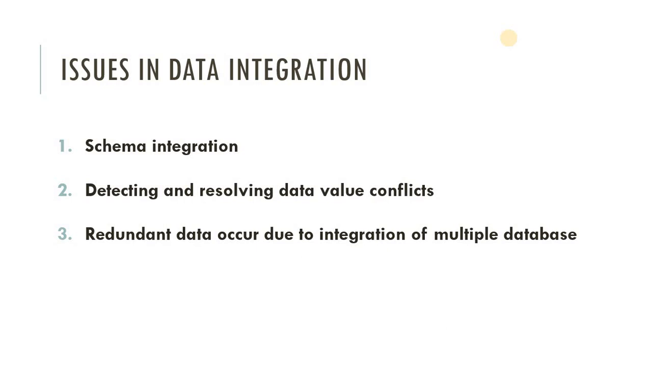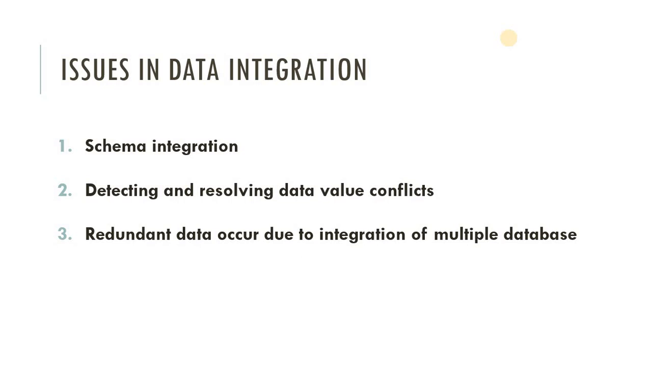Identifying the real world entities from multiple data sources and matching them is the entity identification problem. For example, roll number in one database and enrollment number in another database refer to the same attribute. Such conflicts may create a problem for schema integration.